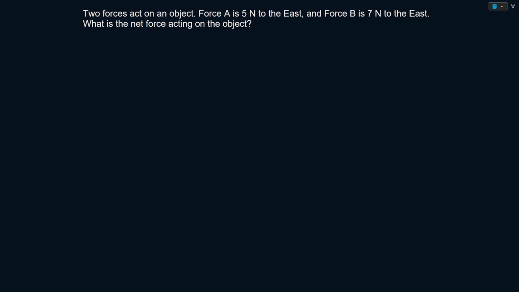In this video, I will be doing 15 vector problems. Two forces act on an object. Force A is 5 newtons to the east, and force B is 7 newtons to the east. What is the net force acting on the object?